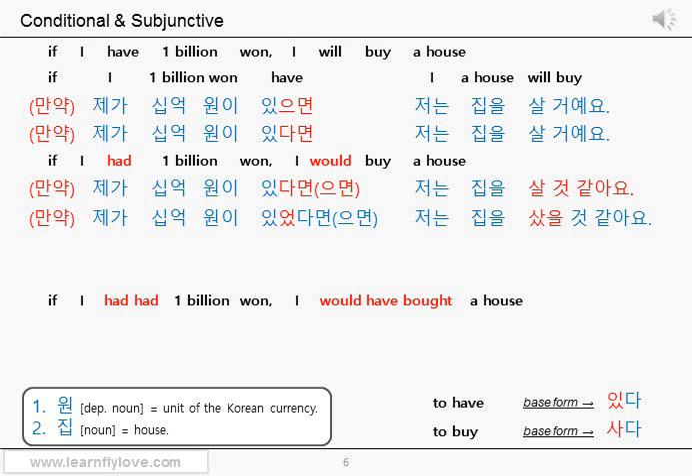What's changed? Yes, the past tense indicator, 었, is added. Therefore, it indicates the past. You shouldn't think it's the translation of the English sentence, if I had a billion won. Because of the past tense form, 있었. Okay? It just simply indicates the past tense. It indicates the fact that you didn't have that money in the past.